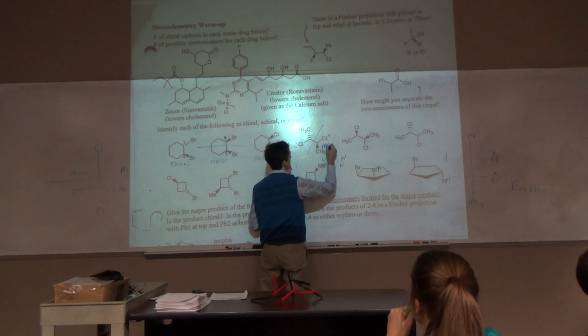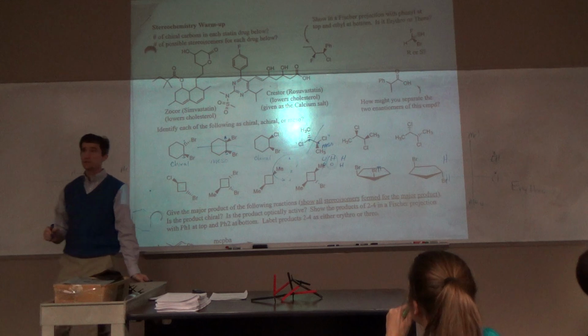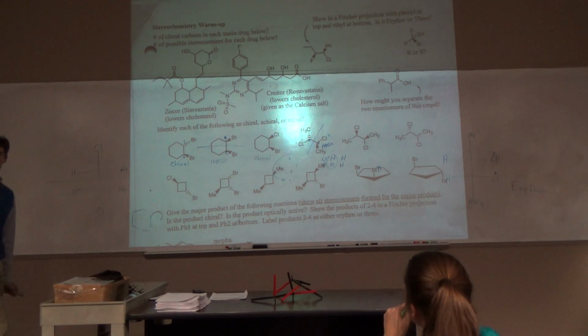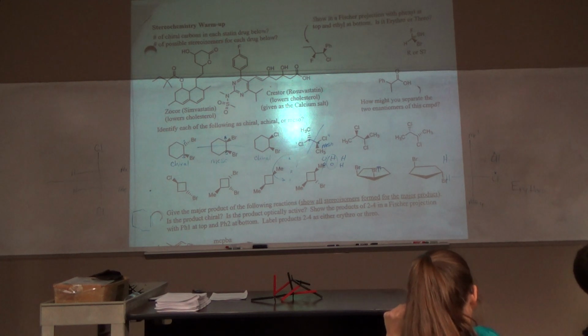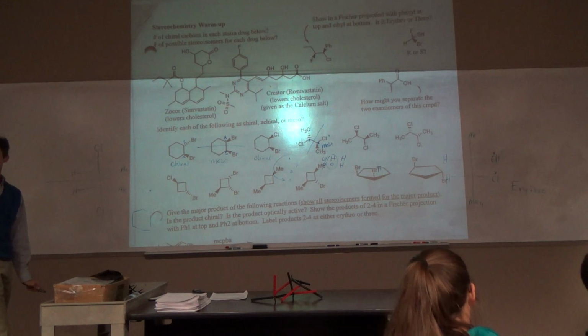This compound is meso because it does have chiral carbons. Two chiral carbons, yet it's not chiral as a whole. Achiral means there's just no chiral carbon. Achiral means not chiral. Meso is a special type of achiral. But if it's meso, we want to call it meso.